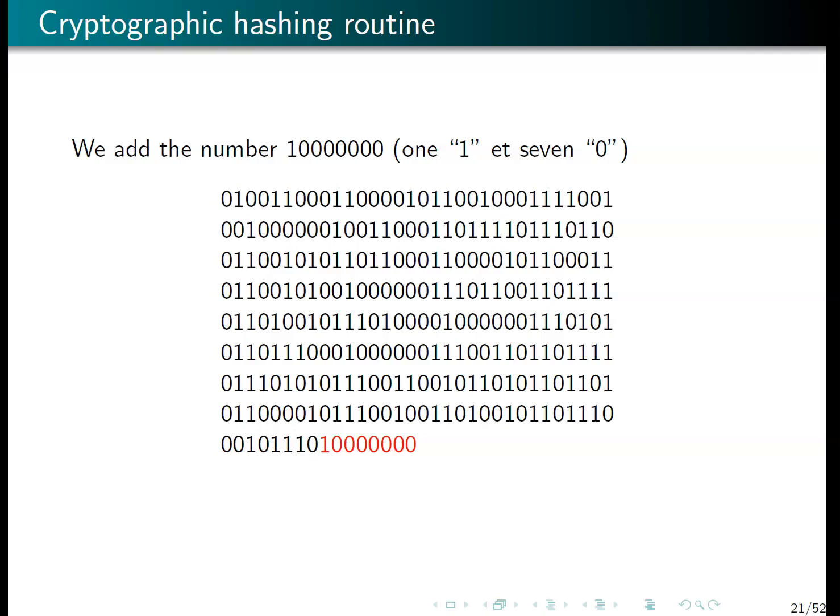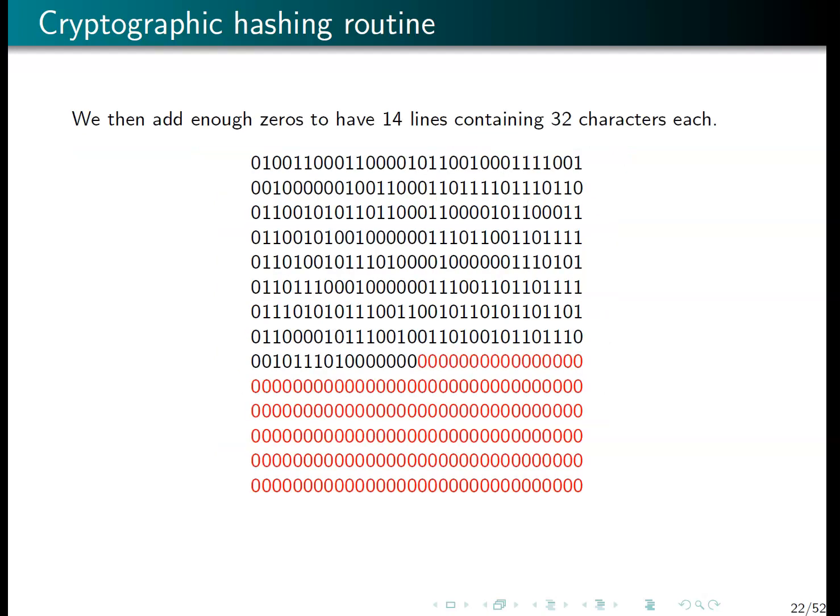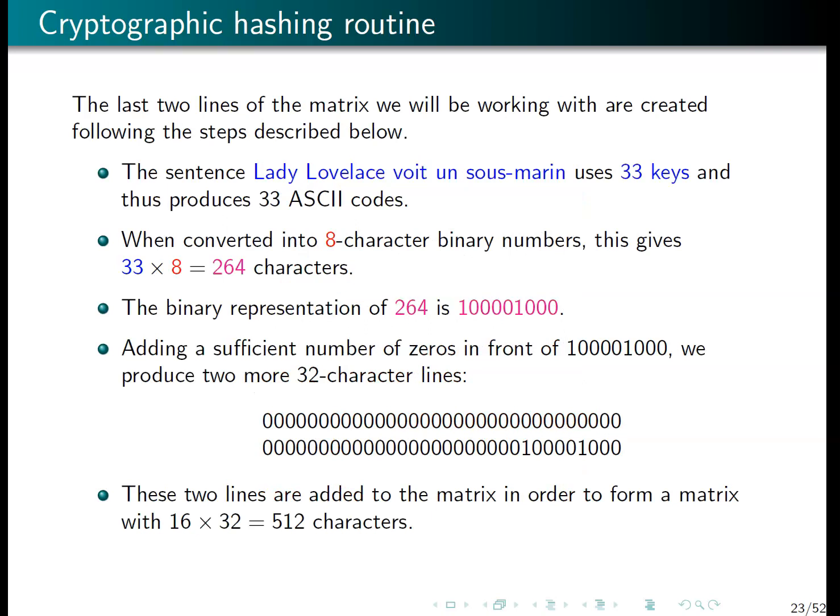I write 1 followed by 7 zeros at the end of the initial binary numbers entered. I complete with zeros until my matrix has 14 lines. Now I want a 16 by 32 matrix, so how do I write the last 2 lines? The last 2 lines correspond to the length of the text entered. Lady Lovelace voit un sous-marin uses 33 keys. 33 keys converted into 8-character binary numbers gives 33 times 8, which is 264 characters. The binary representation of 264 is 100001000. My last line will finish with this number, and I'll add zeros in front of it until I have 2 lines of 32 characters.